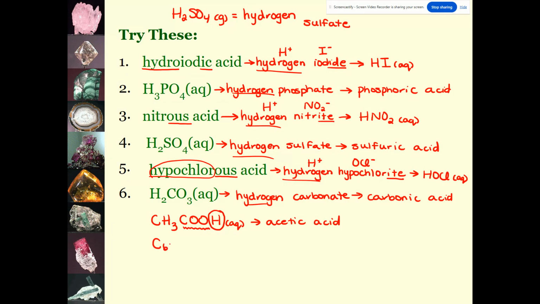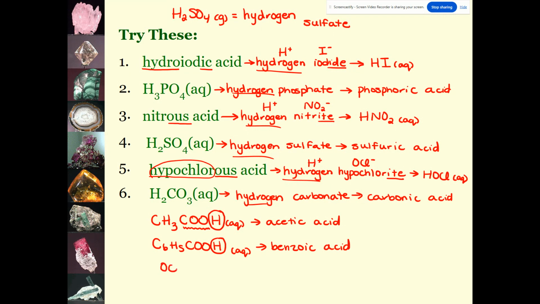Same with if you have C6H5COO, there's an H when it bonds to make an acid at the end. Benzoic acid. It's coming from hydrogen benzoate, so it becomes benzoic acid.